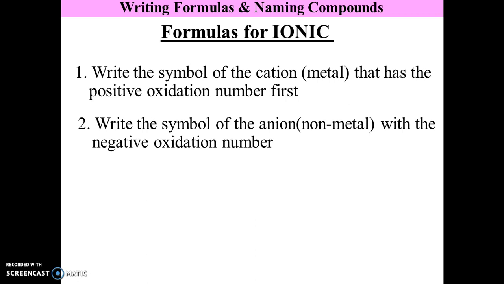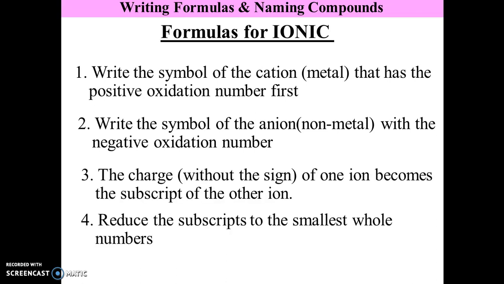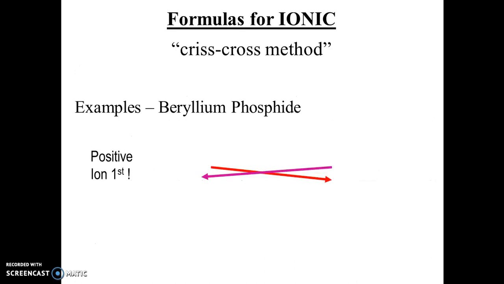So we're going to identify the elements, write their symbols, and then write them with their charges. We always write the metal first with its positive charge, and then we write the nonmetal symbol with the negative charge from the oxidation number on the periodic table. Then we move the charges, without the sign, to become the subscript of the other, and I'll show that in a second. The last thing we have to do is reduce the ionic compound to the lowest whole number ratio, and again, I'll give an example of that.